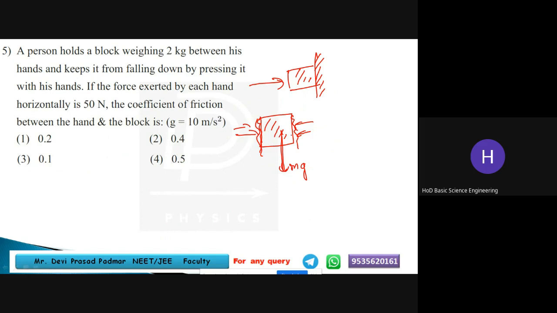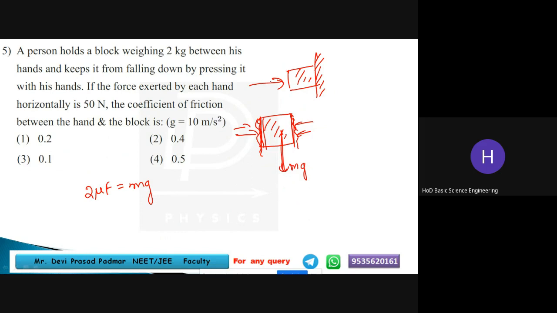So what is that frictional force? Mu into f, where mu is the coefficient of friction. Here 2 sides you have to consider. Therefore we can write 2 mu into f equal to mg. So here what is f actually? F is like the normal reaction.